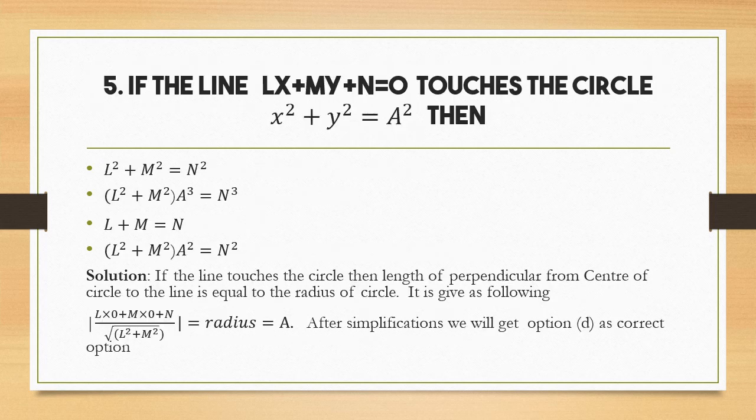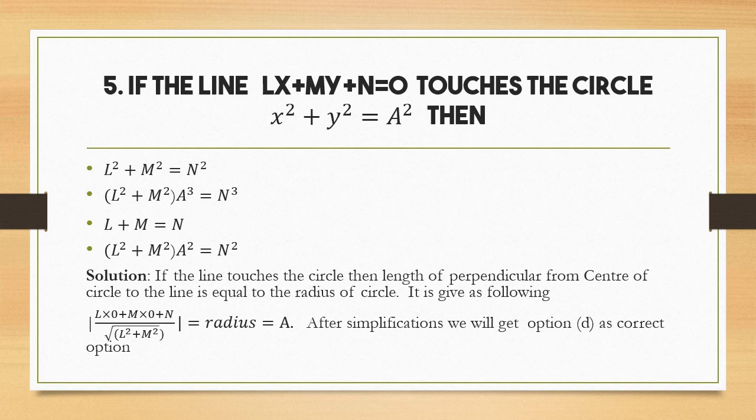In the next question, look at the interesting thing they have told. If the line lx plus my plus n equals 0 touches the circle x square plus y square equals a square, then which of the following options holds good? The first one is l square plus m square equals n square. The second one is l square m square times a cube equals n cube. The third option is l plus m equals n. And the last option is a square times (l square plus m square) equals n square.